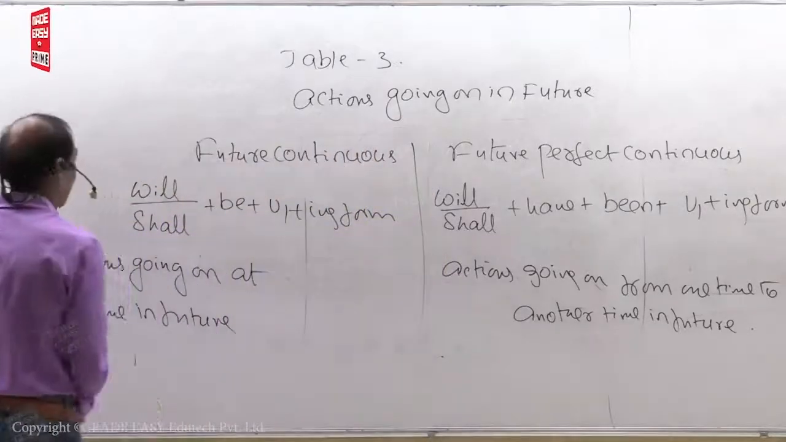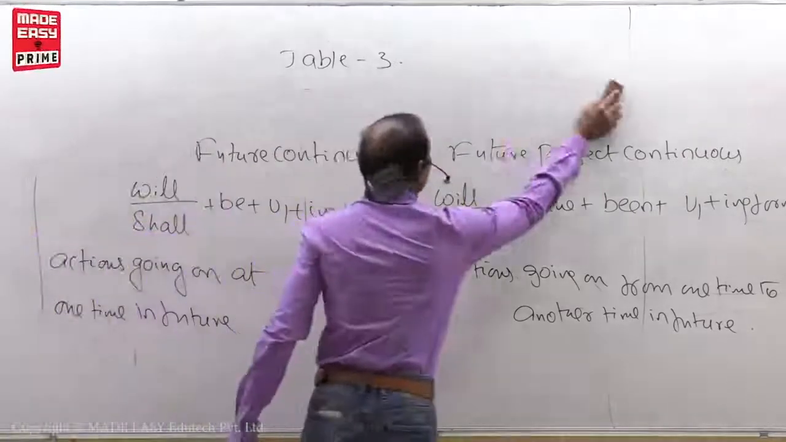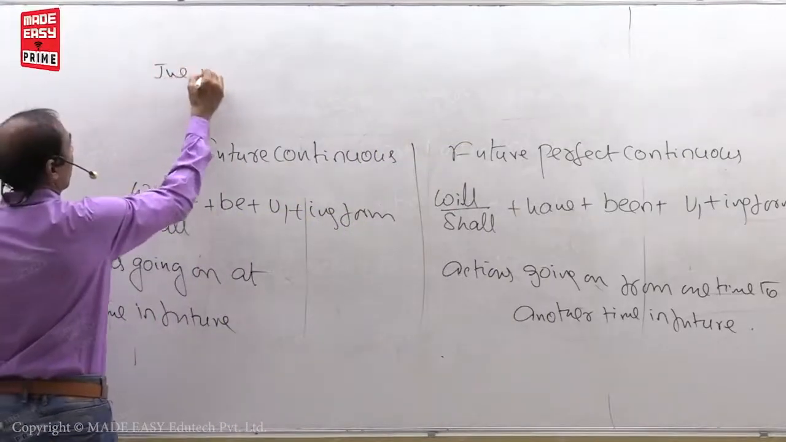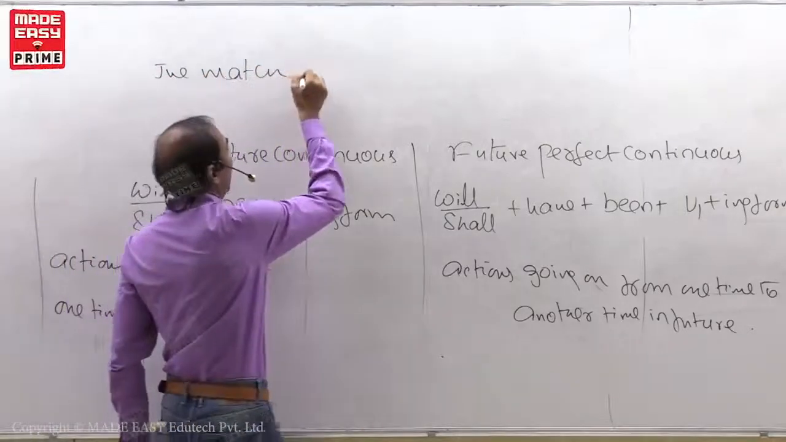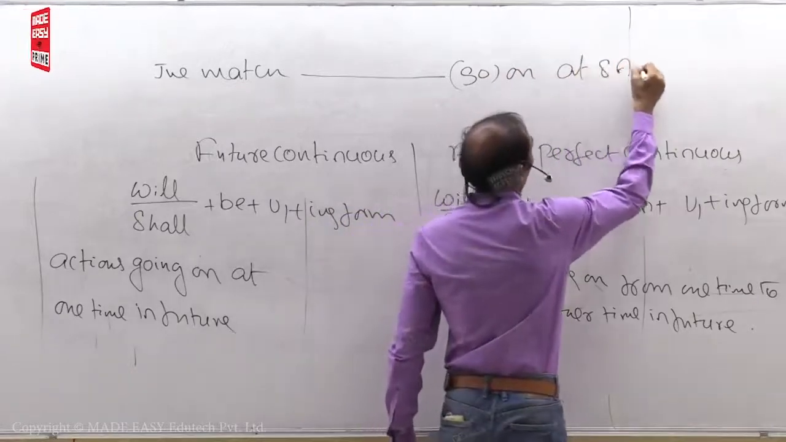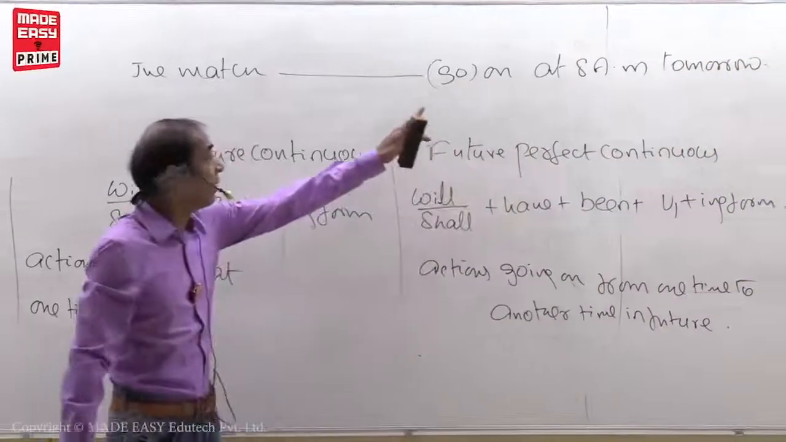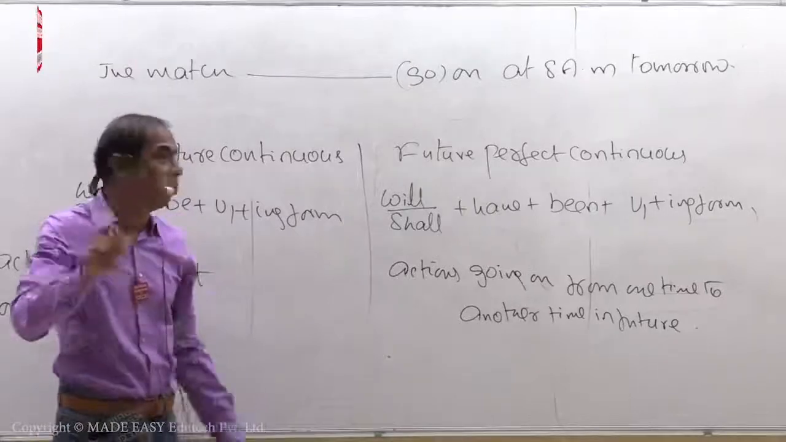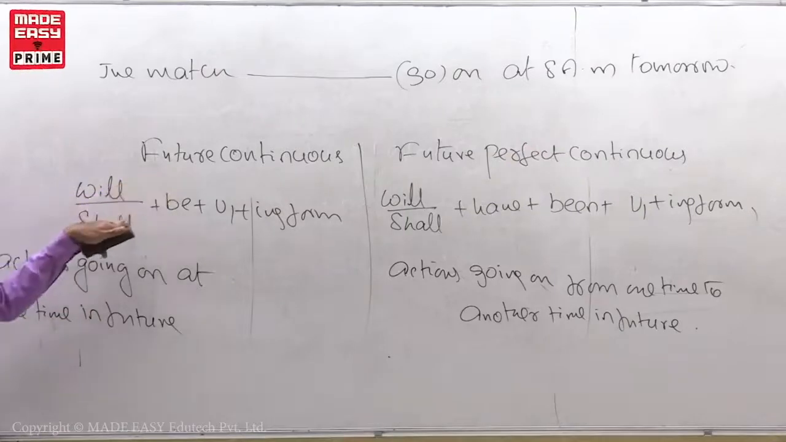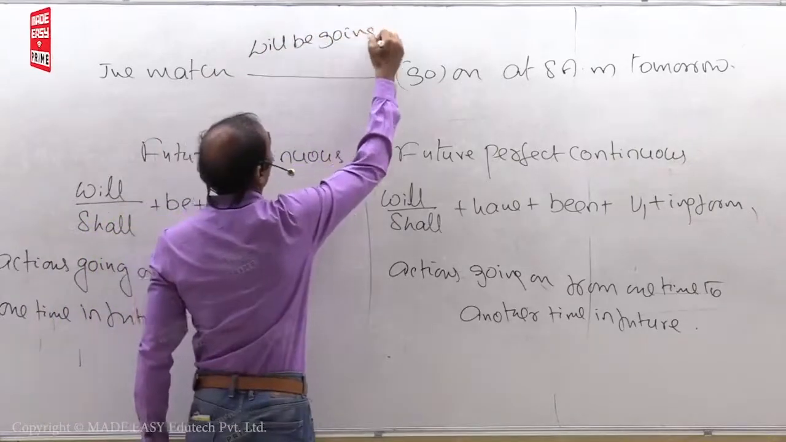For example, see, the match dash go on at 8 a.m. tomorrow. Okay, the match dash go on at 8 a.m. tomorrow. Only at one time in future. So only, see, actions going on at one time in future. What is the tense we have to use? Future continuous tense. Will be going on.